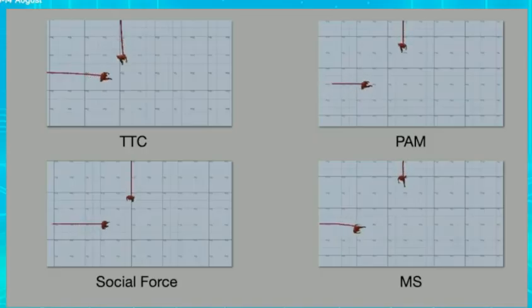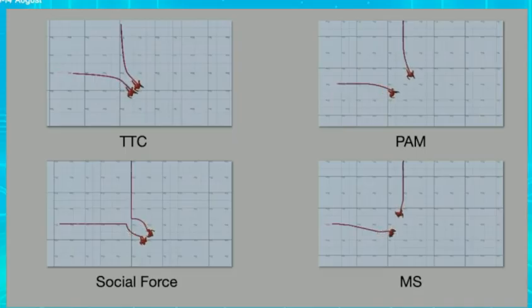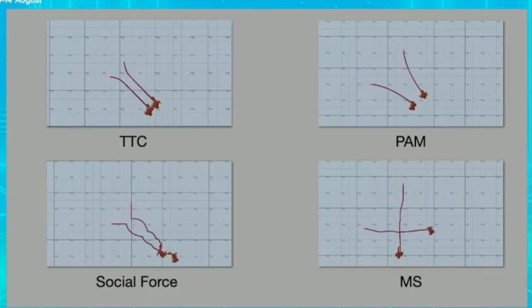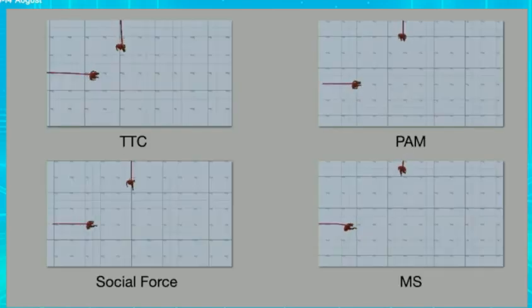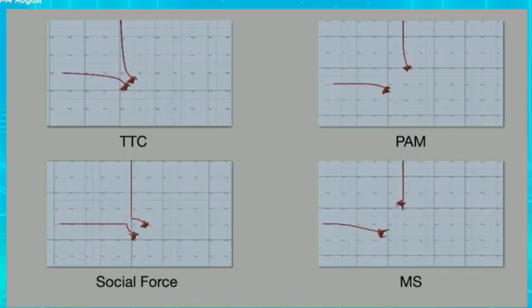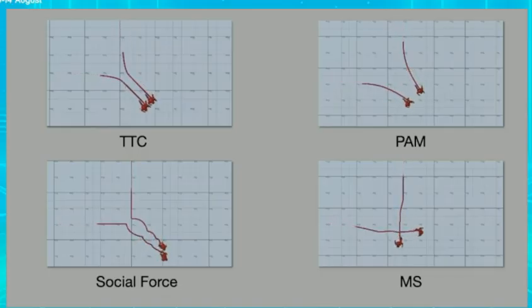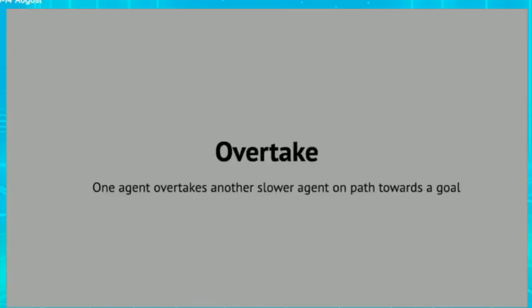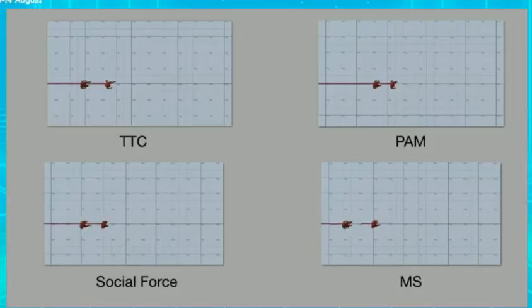So in this orthogonal crossing scenario, you can see the commonly used algorithms, TTC, PAM, and social force, kind of fail, and they're not really doing well. While MS does actually avoid that collision, which is nice. Here's another test case with overtaking.